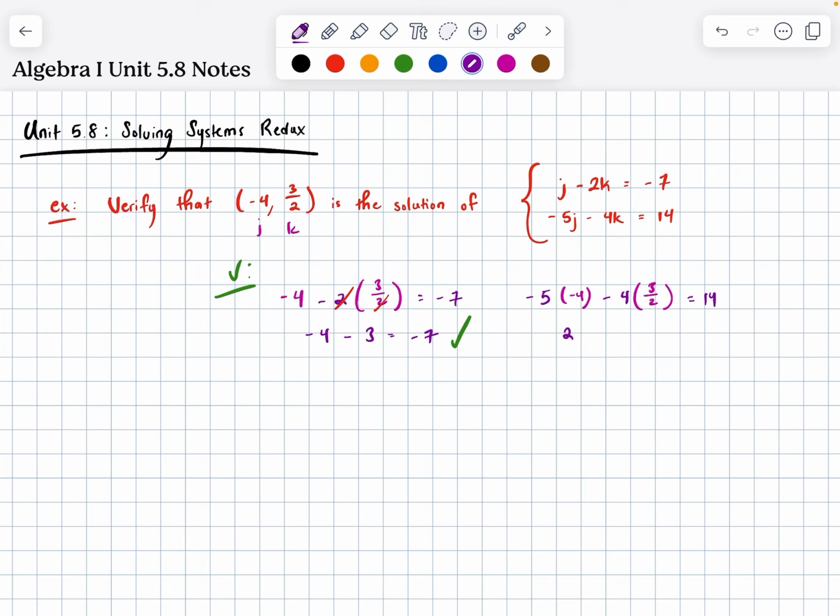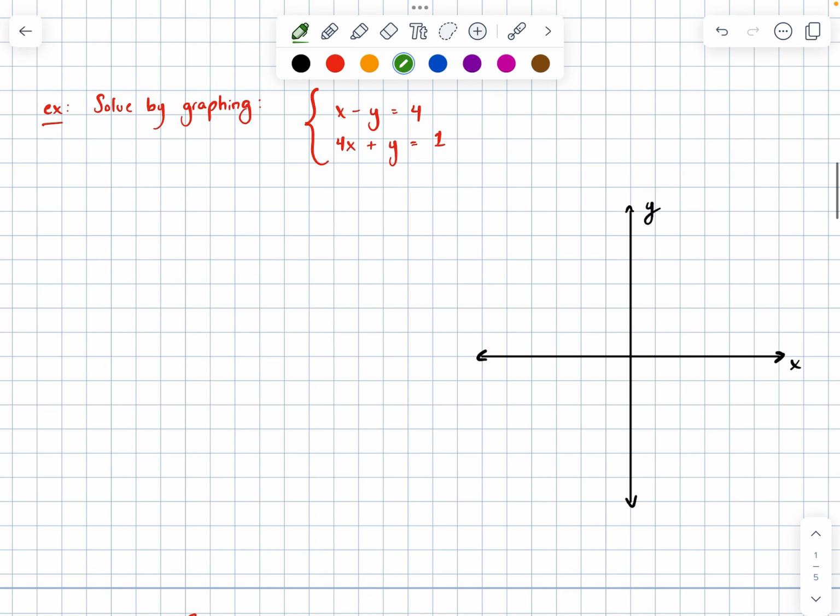For our second one, -5 times -4 is 20. And then I have minus 4 times 3/2. I can do the same thing, cross-simplifying 4 and 2. I can get to 2 and 1. I have 2 times 3/1. 3/1 is 3. 2 times 3 is 6. 20 minus 6 is equal to 14. Yes, this is a solution to the second equation. Therefore, it makes both of the equations true. It is the solution to my system. Very nice.